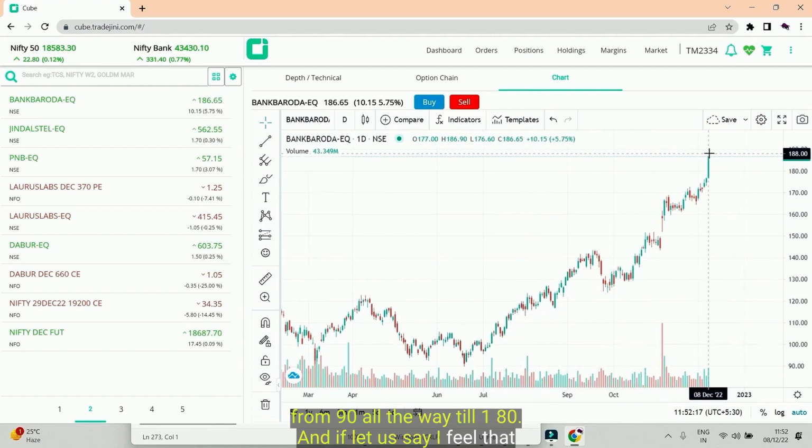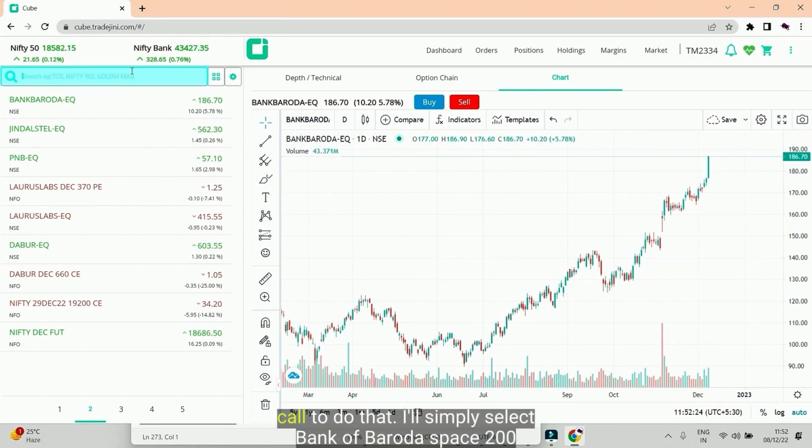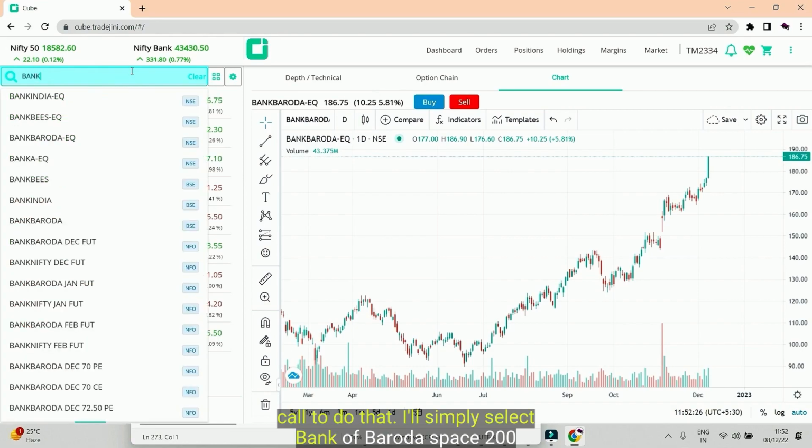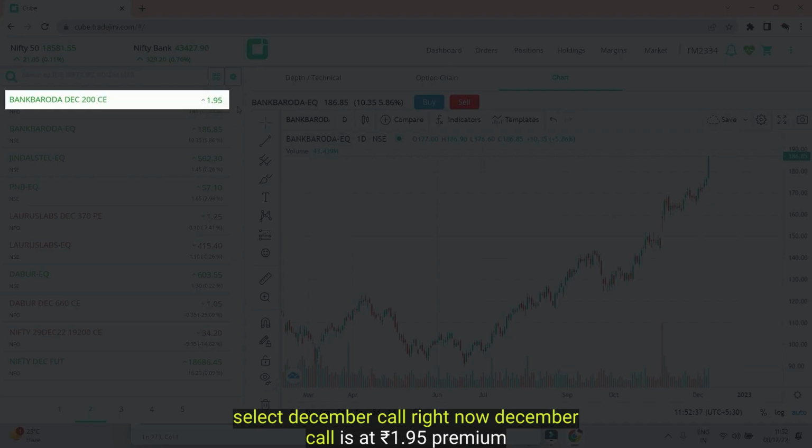And let us say I feel that it will not reach 200 by this month end, I can simply short the 200 call. To do that, I'll simply select Bank Baroda 200 and select the December call. Right now the December call is at 1 rupee 95 paisa premium.